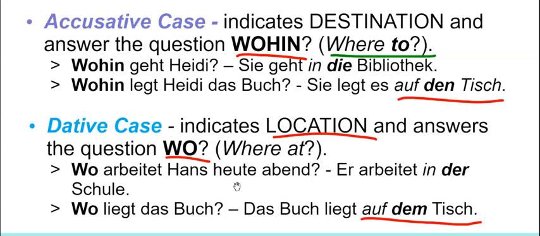Looking back to our book examples from the first video, wo liegt das Buch? Das Buch liegt auf dem Tisch. Tisch is masculine. It is der Tisch. But now we're talking about a two-way preposition, auf, that's going to take the dative case because it's indicating wo. Where is this at?